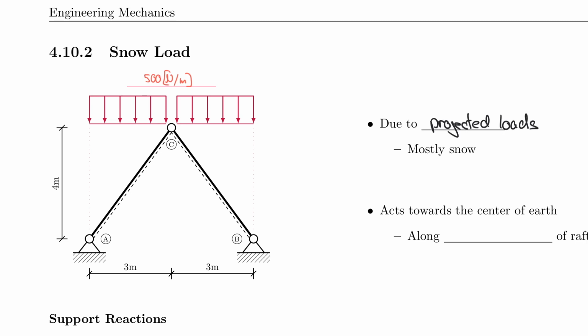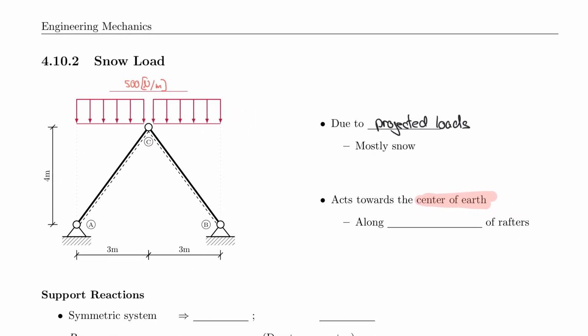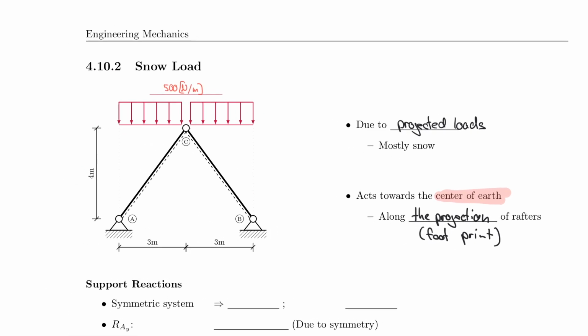And that, of course, is mostly snow, which acts towards the center of the Earth as well, but it actually acts along the footprint or the projection. What do I mean by that? I mean that the 500 Newton per meter is acting here over a length of 3 meters, but think of it as each arrow touching the rafter.